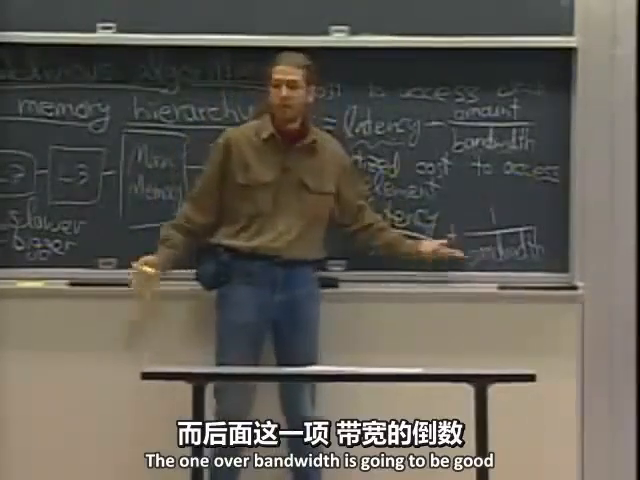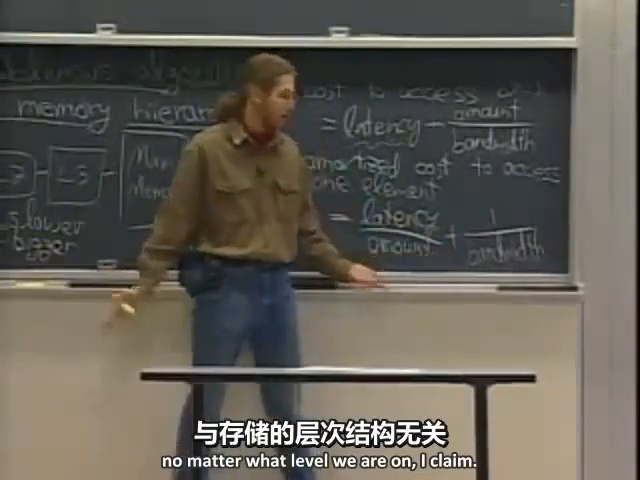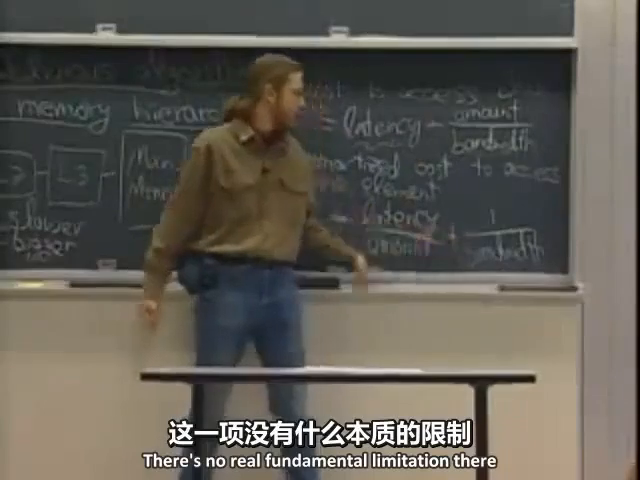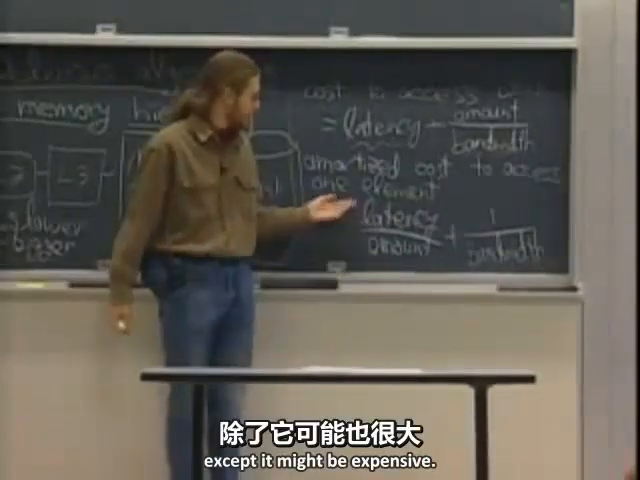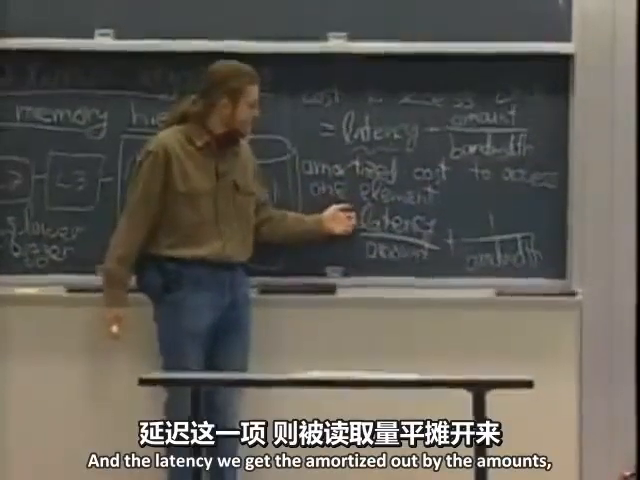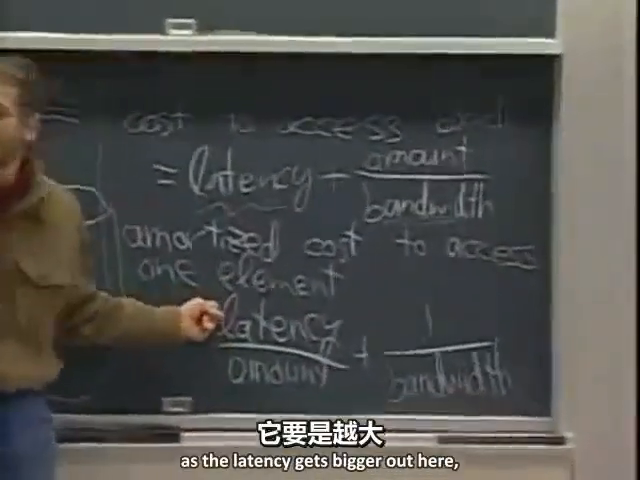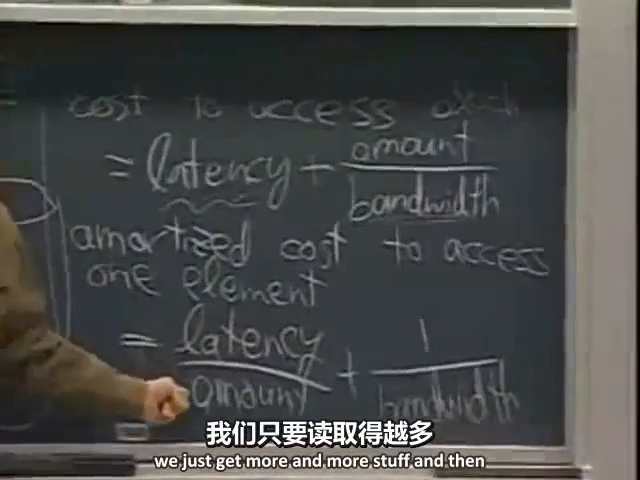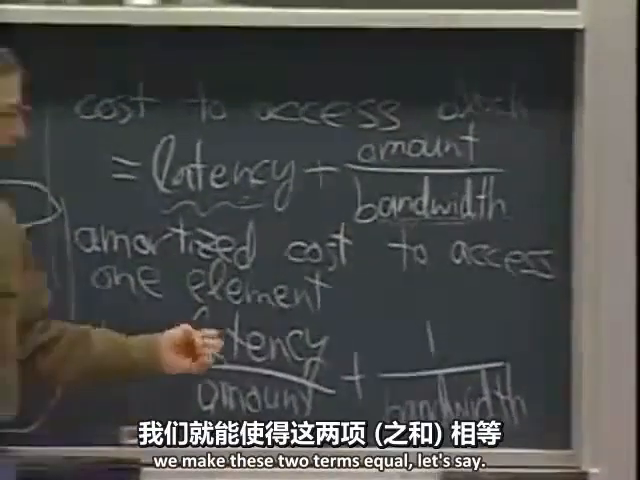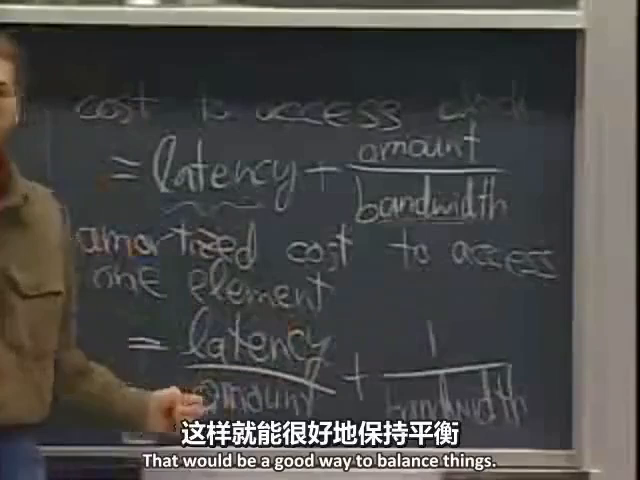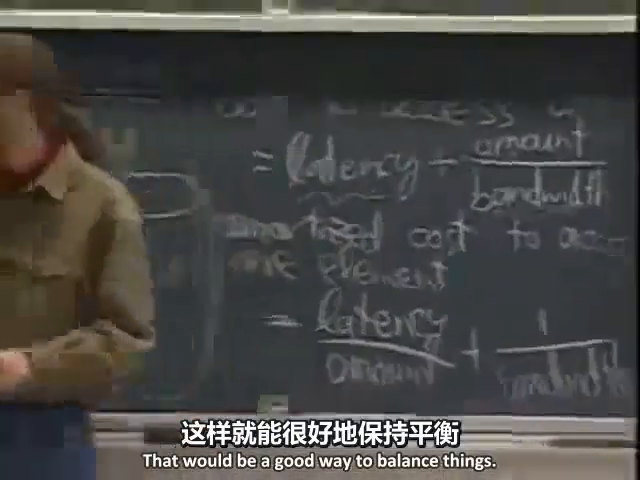So we get this formula for the amortized cost. The 1 over bandwidth is going to be good no matter what level we're on, I claim. There's no real fundamental limitation there, except it might be expensive. And the latency we get to amortize out by the amount. So whatever the latency is, as the latency gets bigger out here, we just get more and more stuff, and then we can make these two terms equal, let's say. That would be a good way to balance things.